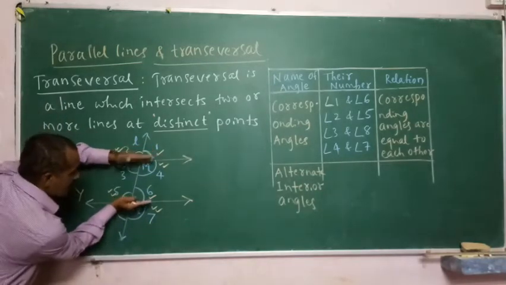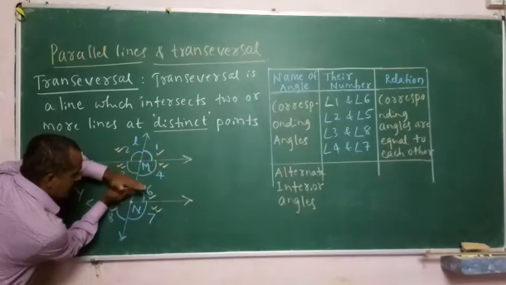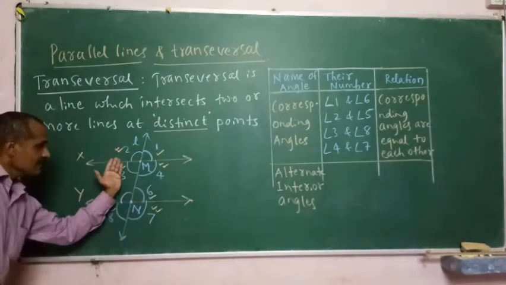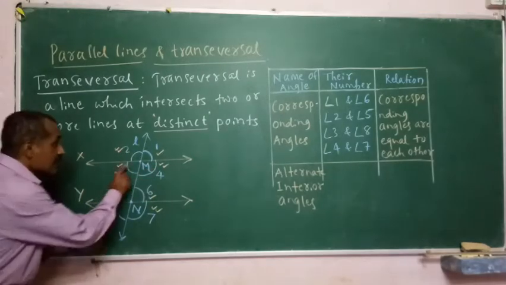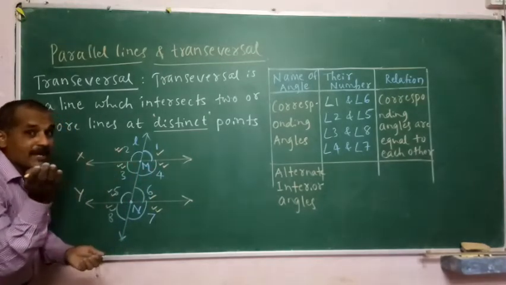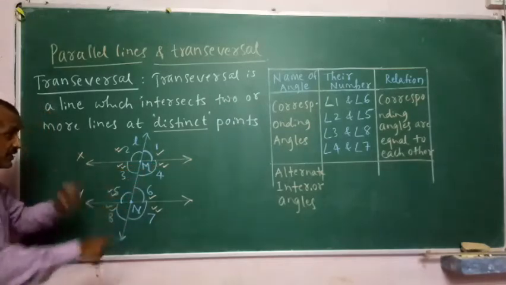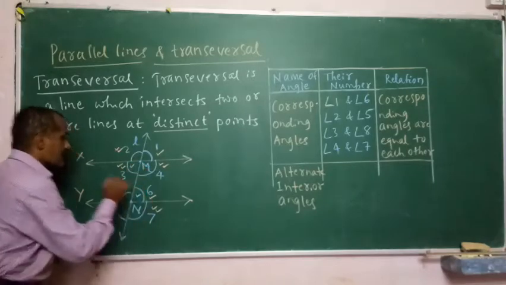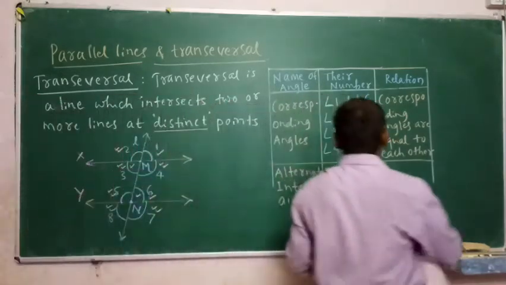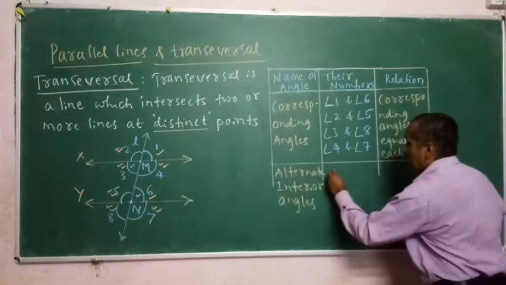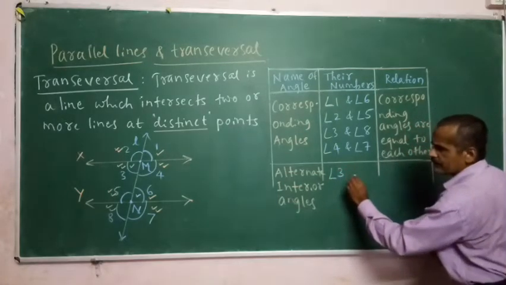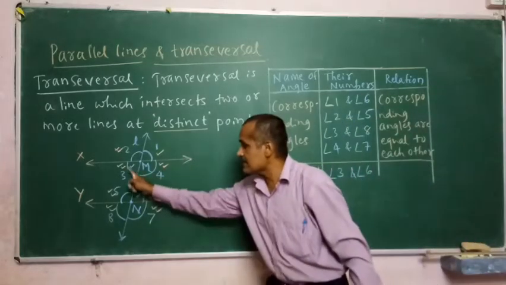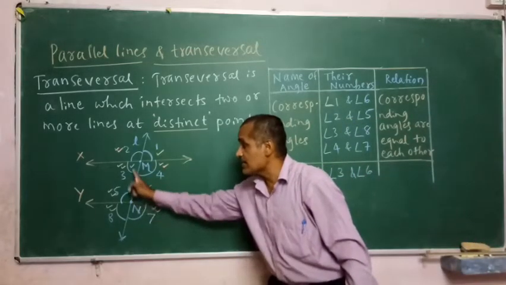This is interior. Inside the two lines is called interior angles, but alternate. One this side, one this side. But I can't say these two because they are already a linear pair. They are not alternate interior angles. These two are called alternate interior angles: angle 3 and angle 6.